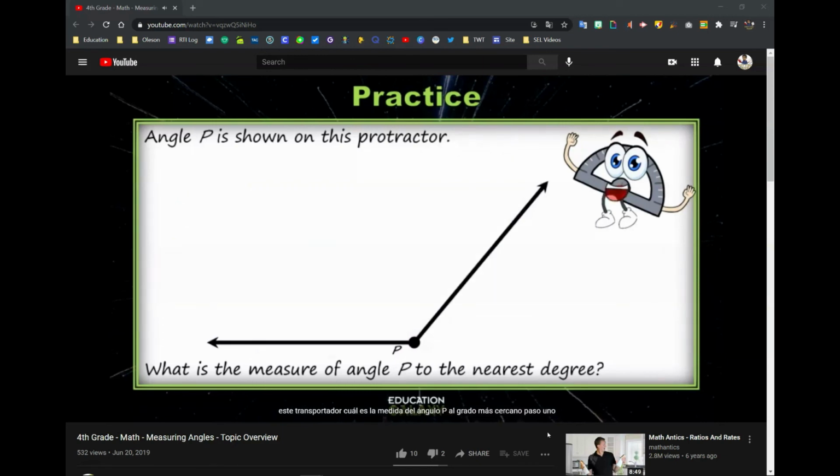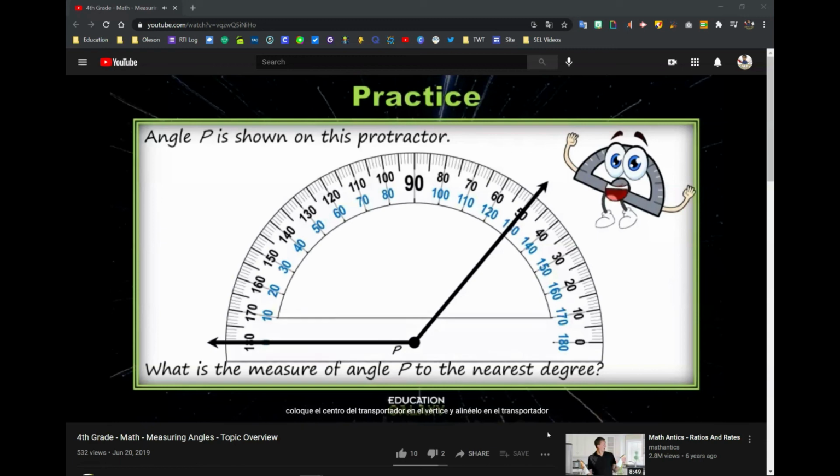Angle P is shown on this protractor. What is the measure of angle P to the nearest degree? Step 1. Place the protractor's center on the vertex and line up on the protractor. Check. Step 2. Determine whether the reading's on the inside scale or the outside scale. Well, the ray is pointing to the left, and the scale that starts at the left is the inside scale, so that means I'm looking at the inside reading.